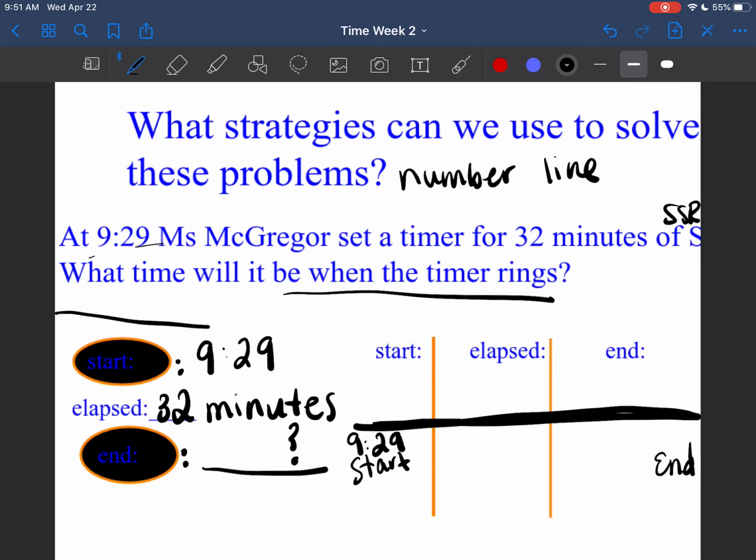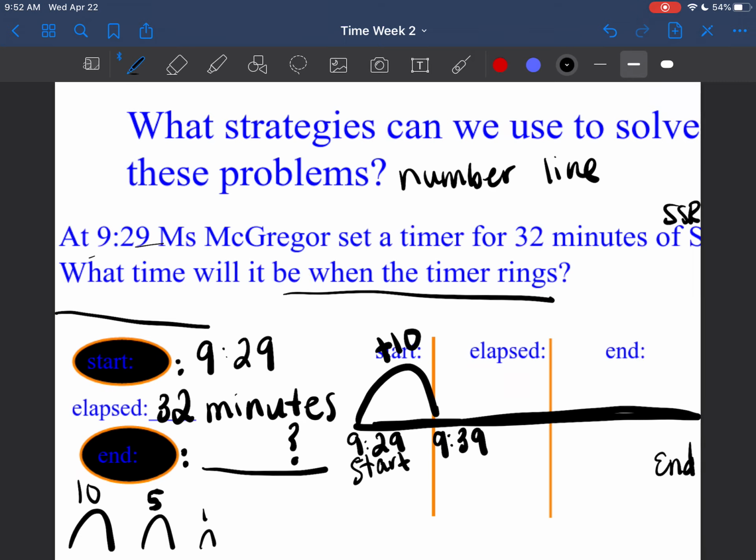How long is the timer supposed to go for? Well, the elapsed time, or the amount of time that's passing, is 32 minutes. So we're going to jump 32 minutes on our number line to figure out what our end time is. Remember, we can make jumps of 10, 5 minutes, and 1 minute. We're going to start with a jump of 10 minutes. 9:29 plus 10 minutes is going to be 9:39.